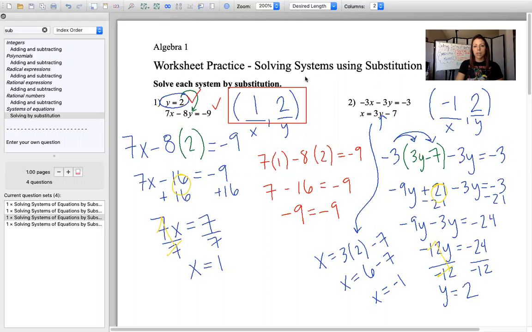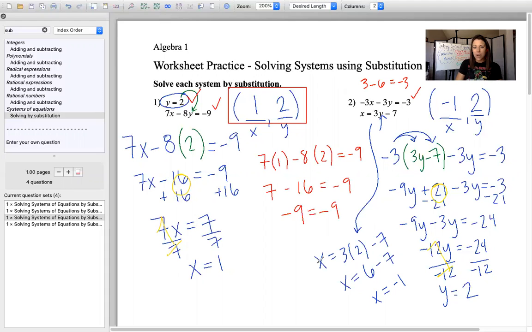Now, I do want to check, because it is always good to check, and I'm kind of out of room here, but I'll do the best that I can. I'm going to go ahead and do a mental check. So negative 3 times negative 1 is 3. 3 times 2 is 6. Does 3 minus 6 equal negative 3? Yes, it does. So it works in the first equation.